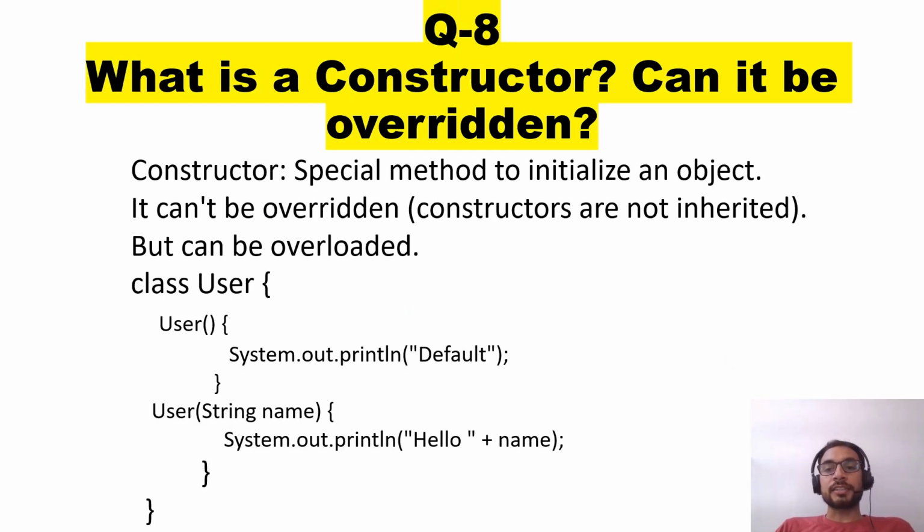What is a constructor? Can it be overridden? A constructor is a special type of method to initialize an object. It can't be overridden. Constructors are not inherited, but can we overload a constructor? Yes. We have a class User with a default constructor, you can say a no argument constructor. We have one more constructor, User with a parameterized String constructor. So we can overload without any issue.